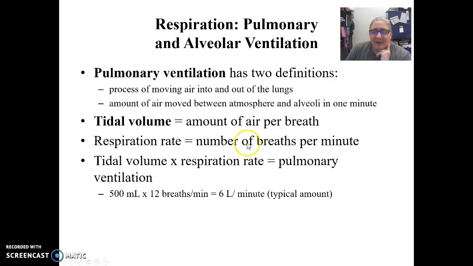So if typical tidal volume is about 500 milliliters for an average adult, and most adults, again, on average, take about 12 breaths per minute. So if we do the math, 500 times 12 equals 6 liters of air per minute, or 6,000 milliliters of air per minute, but that's 6 liters, okay?